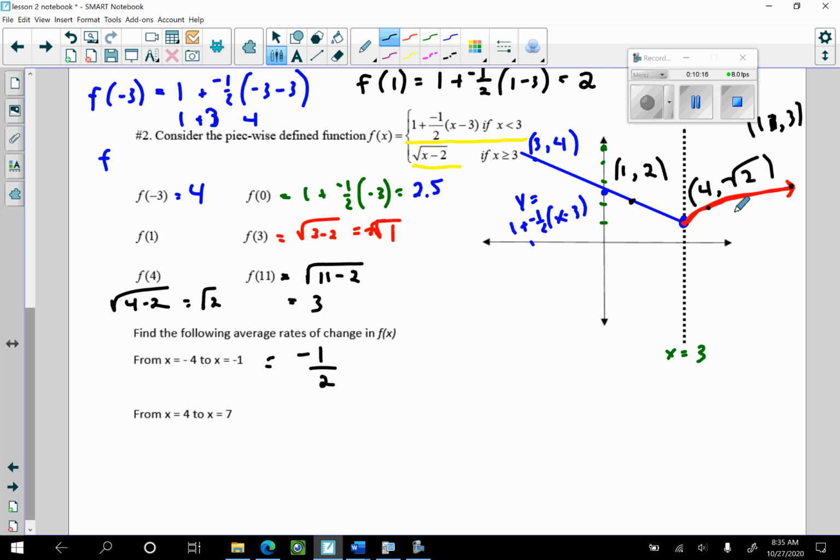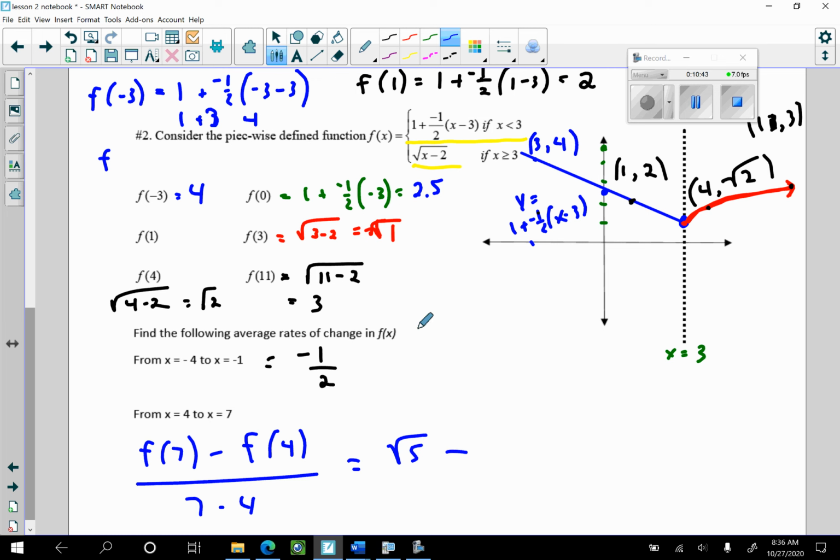And if I want the average rate of change from 4 to 7, that is going to be f of 7 minus f of 4 divided by 7 minus 4. F of 7, putting 7 in there, 7 minus 2 is 5. This is going to be the square root of 5, minus, we found f of 4, f of 4 is square root of 2, over 3. This one, you would want to go to 4 decimal places.